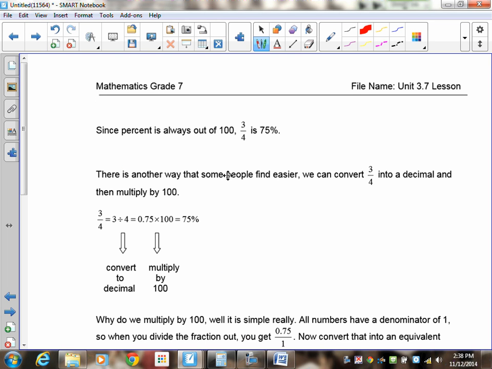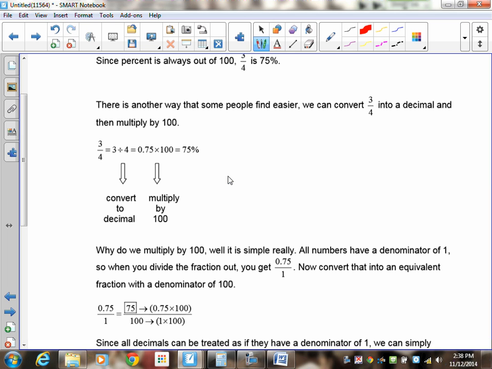So since percent sign is always out of 100, we have 75%. Now, that works well when you can figure out how to get from the 4 to 100. It doesn't always work that way. So there has to be another way. Well, fortunately, there is an easier way, in my opinion.